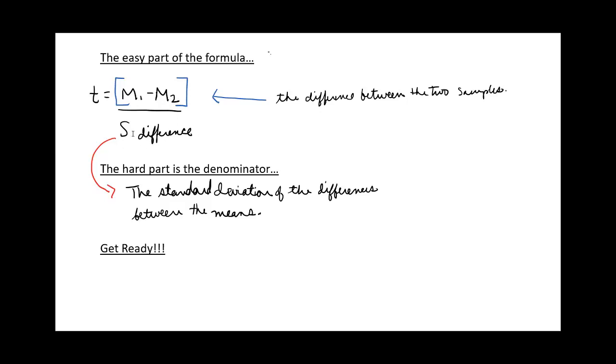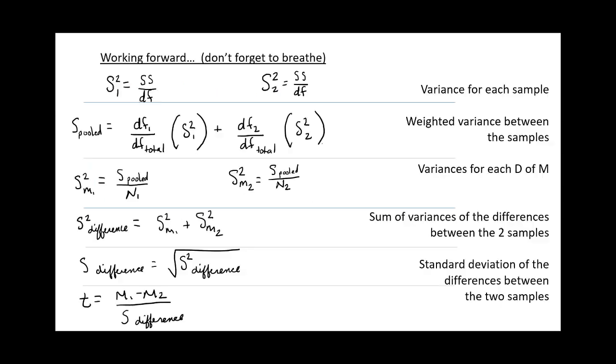We want to also figure out, in addition to how far the scores are apart from one another, how much those scores overlap one another, which is what we find out by looking at the difference between the standard deviations. The hard part is the denominator. We want to know what the standard deviation of the differences between the means are. In order to find that, get ready, we use this kind of formula. It's okay. We'll get through it together.